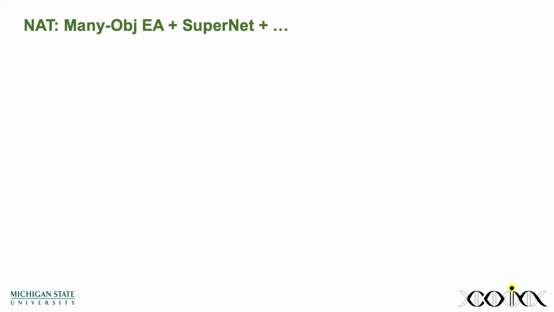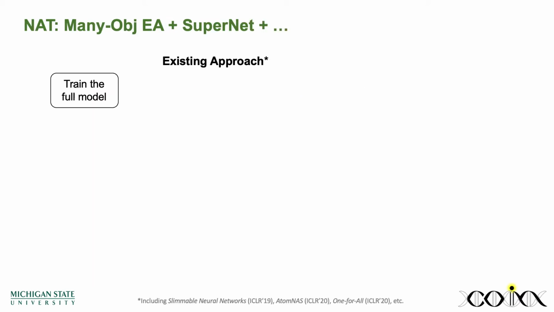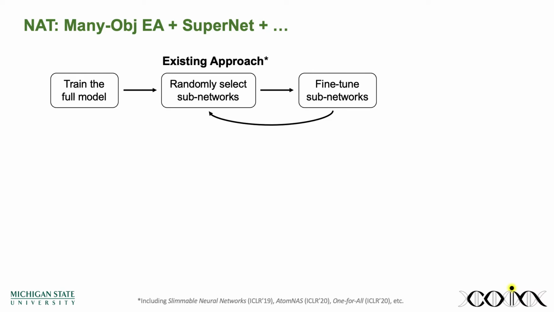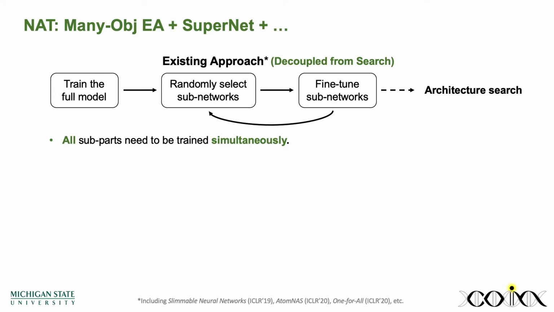To be more specific, let's consider the existing supernet approach, which works as follows. It starts with a warming up period by training the supernet at its full scale. Then it undergoes a progressive training process, where in each iteration, a subpart from the supernet is randomly selected and fine-tuned. The trained supernet is then supplied to the subsequent architecture search algorithm for finding the suitable subnetworks. The key to the success of this decoupled approach is that all subparts of the supernet need to be trained equally or simultaneously, as which subparts are optimal for the task at hand are usually unknown before search.